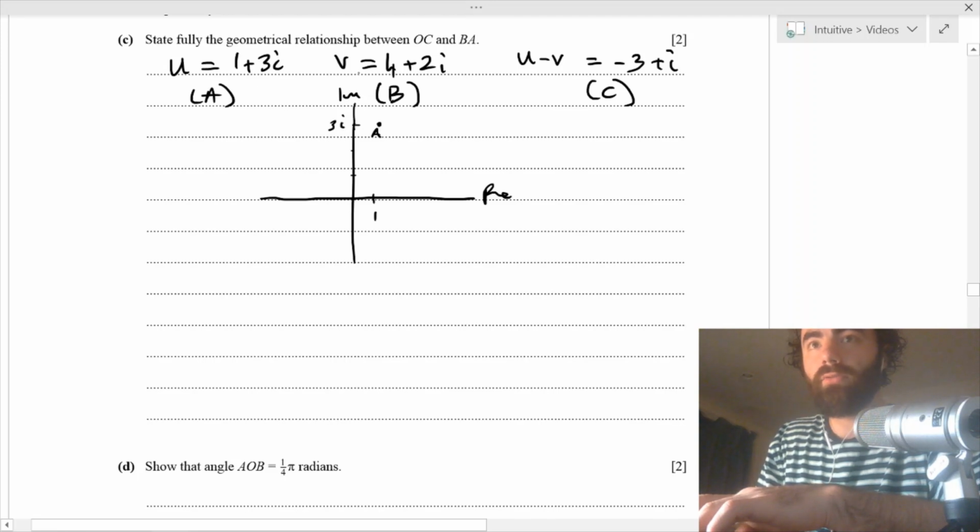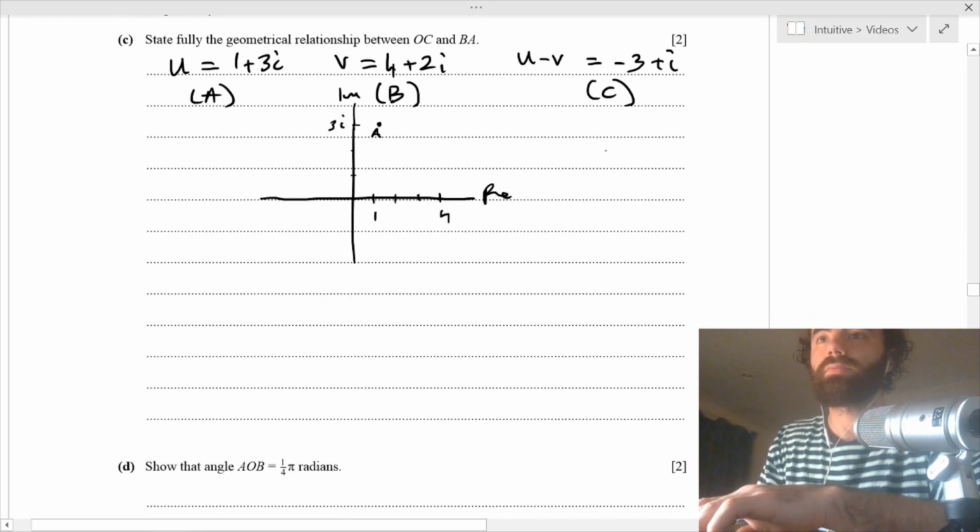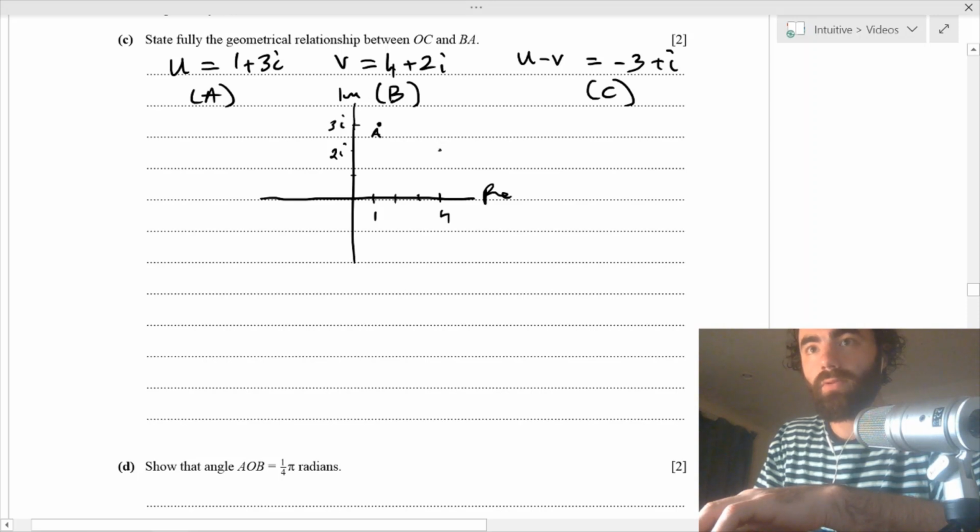U, that's our U. V is at 4, so 1, 2, 4. This might be a little off, but whatever. You should draw it more to scale. Okay, so this is at 4 and 2i. So that's 2i and 4. So it's like here. So it's our B. So this is our BA here.